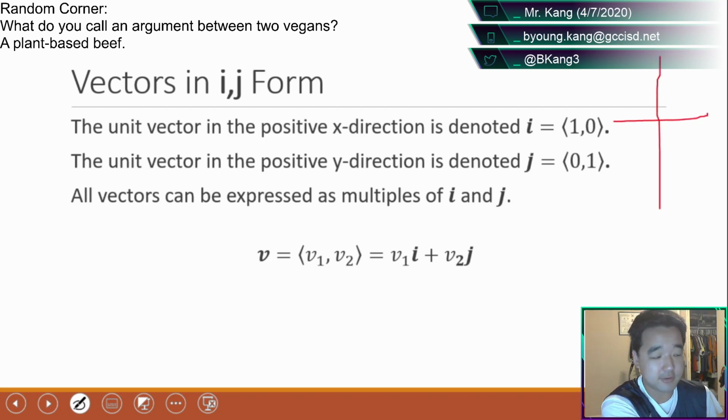We save the letters i and j when we talk about vectors because those are going to be the names of particular, special vectors. So i is not imaginary like we're used to. This is a bold i, if you can't tell. The one that just goes over by 1 this way we call i, and the one that just goes up 1 like this we call j.